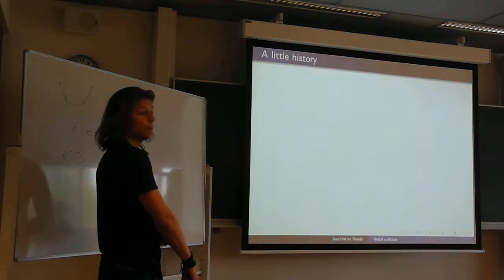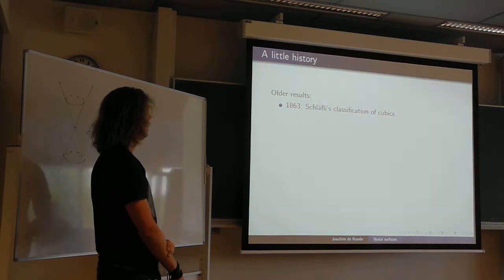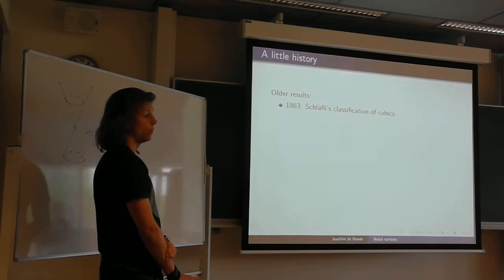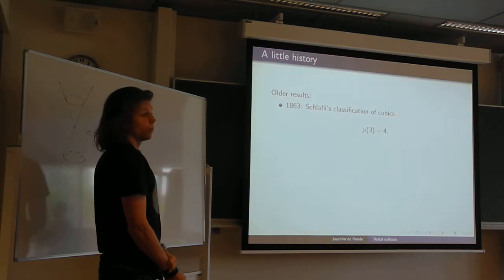Second part of the presentation, I promise you a little history. There are the older results. In 1863, the mathematician Schläfli classified all singular cubics in P3. And as a side result, of course, he knew the maximum number of nodes on a cubic surface, which was 4.